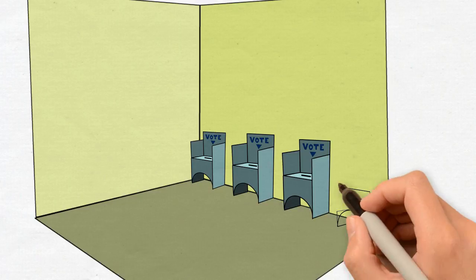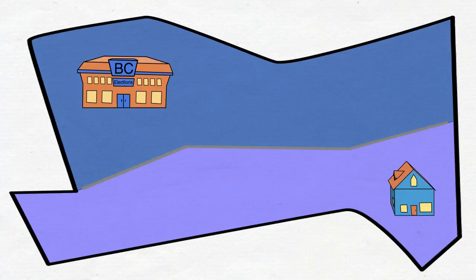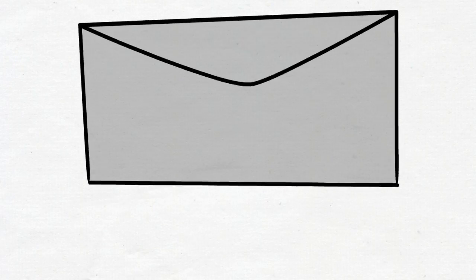However, one can cast a vote in advance or from an electoral district that they are not registered in, or even by mail. Check out the Elections BC website for more details.